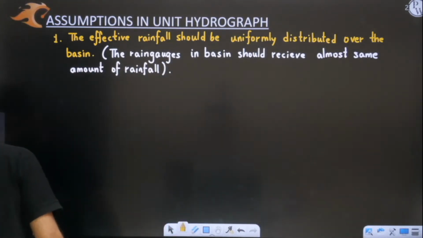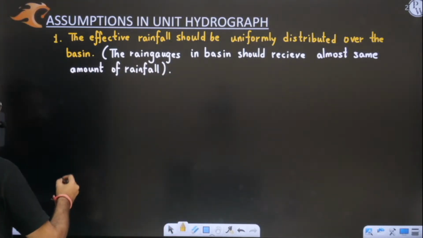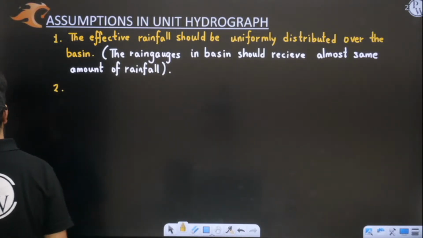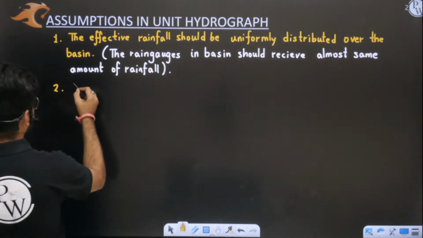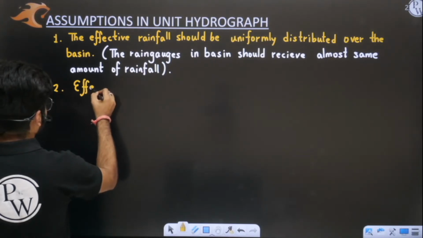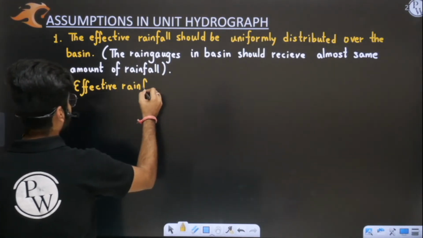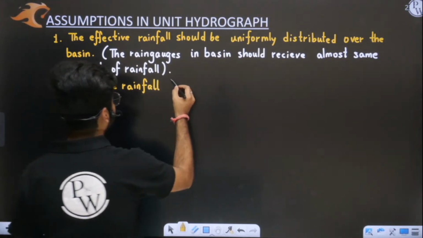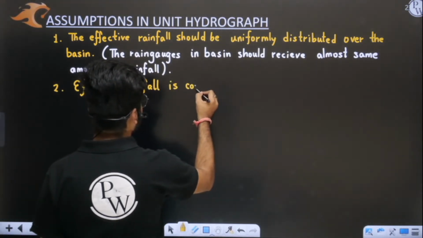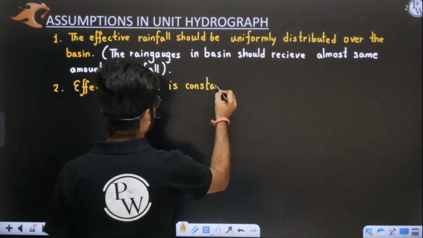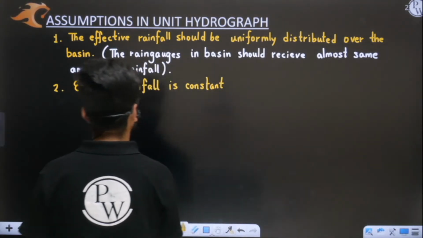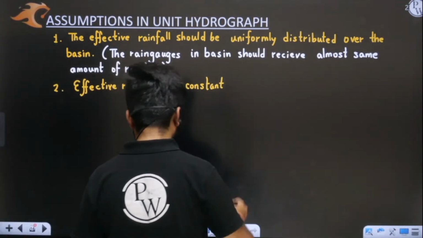The second one is that effective rainfall is constant over the catchment.